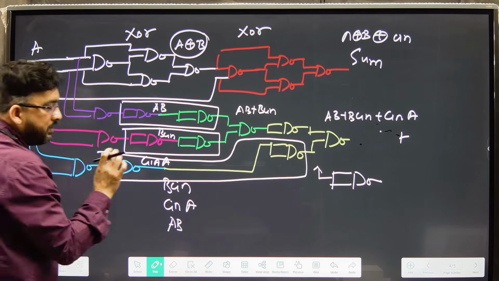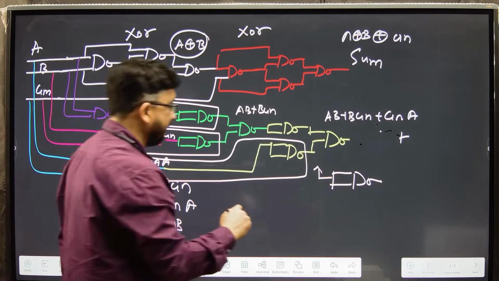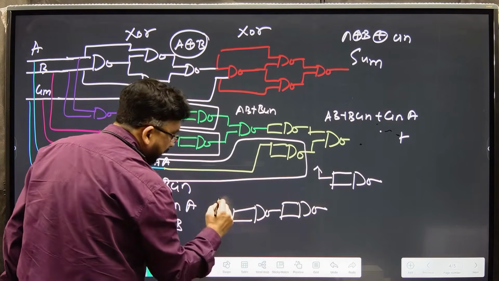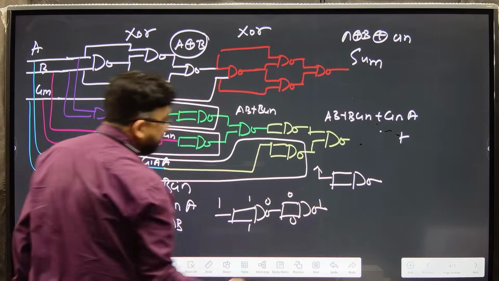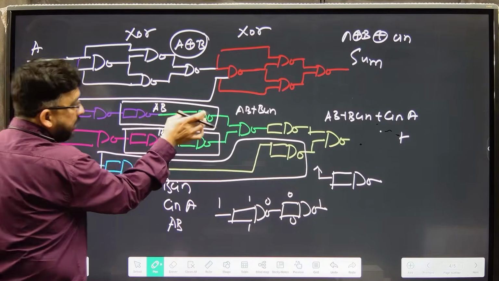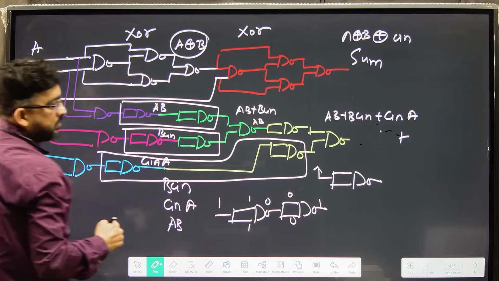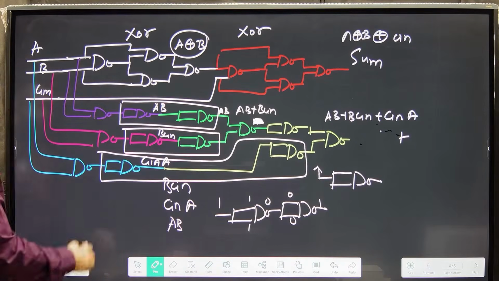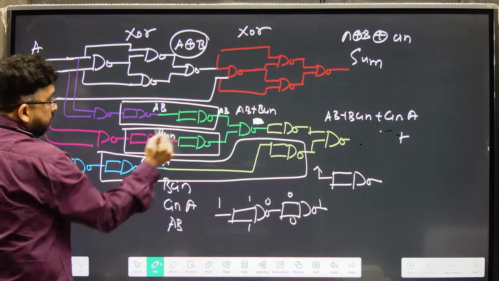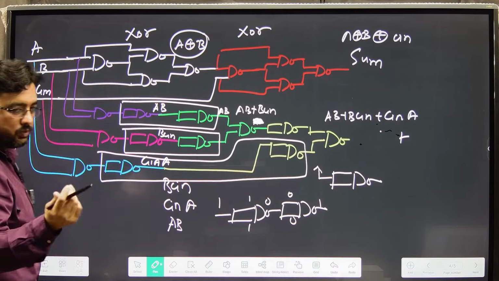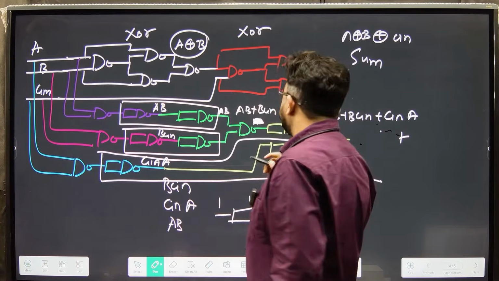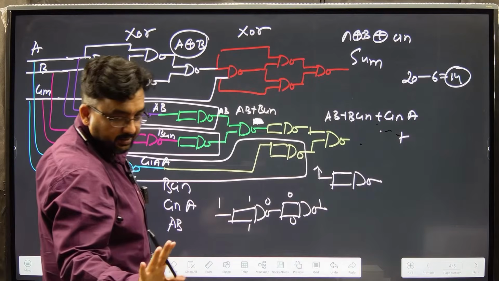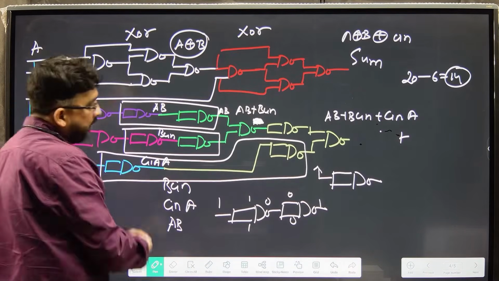Try to understand how a buffer is designed with the help of NAND gates. The buffer is designed like this. So if any signal is coming from AB here, then automatically it will come as AB here. Just for an idea, 1, 2, 3, 4, 5 and 6, I have reduced 6 gates. So 20 minus 6 is 14. Now you have to reduce 5 more gates to make it 9.